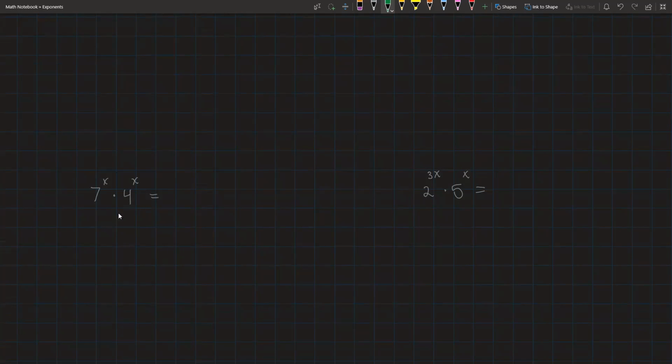Therefore, what can we do with these bases? We multiply them. So we can say in 2 ways, I'm going to write it: 7 times 4 to the x power, which is the same as 28 to the x. This is going to be a powerful idea for us in the future when solving equations. And let's move on. So the key idea is to identify what?